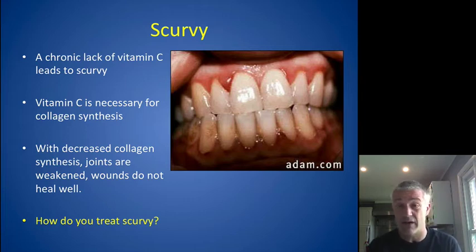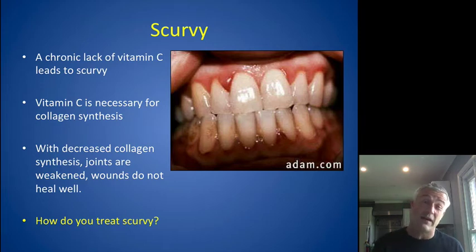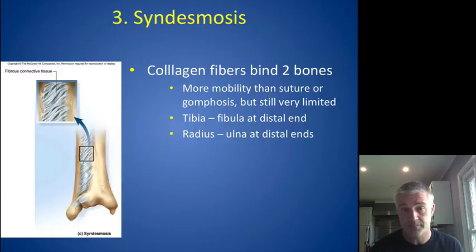With scurvy, we don't actually have enough vitamin C. If you don't have enough vitamin C, you can't make enough collagen. And if you don't have enough collagen, you wouldn't have things like this gomphosis or some of these fibrous joints being able to hold together very well. Treating scurvy is, a lot of times, just enough vitamin C. Increase vitamin C, eat citrus fruits, take vitamin C supplements.